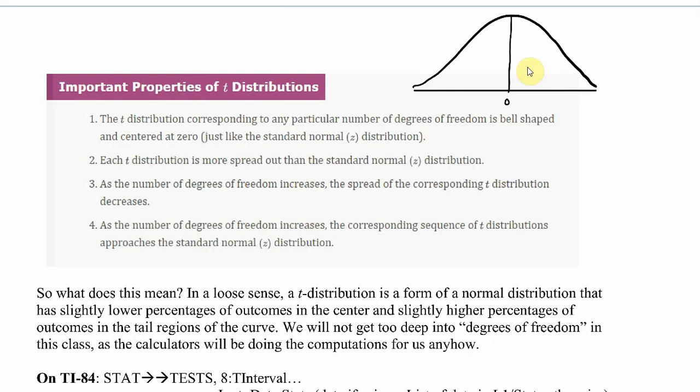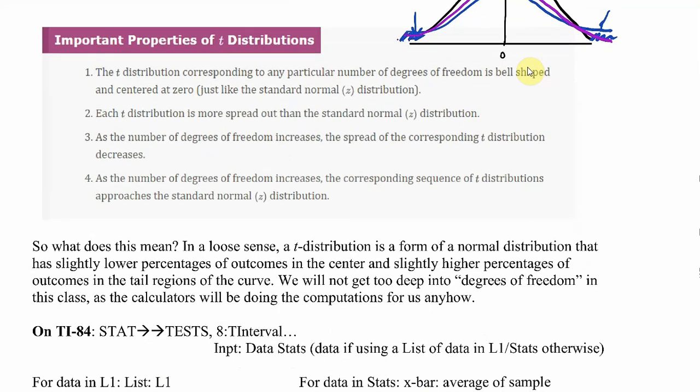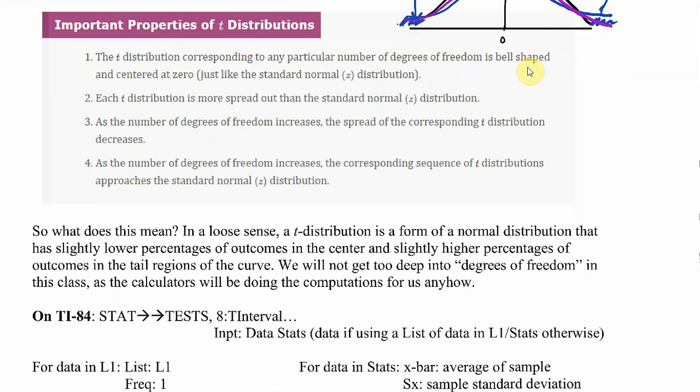A t-distribution might look something more like this. It still has the general shape of a normal distribution, but there's a little bit more area in the tail regions than there was in a normal distribution, and a little less area in the center. And what ends up happening is that as the sample size increases, these t-distributions start to form more and more normal distributions.